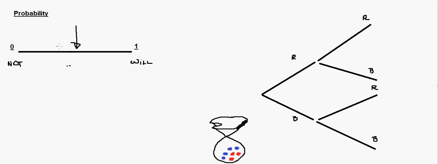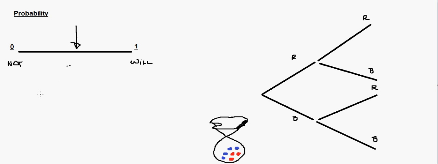So, probability of something not happening, 0. Probability that it will happen, 1. So all probabilities must be fractional. Sometimes they're written in decimals, but generally we tend to work in terms of fractions.